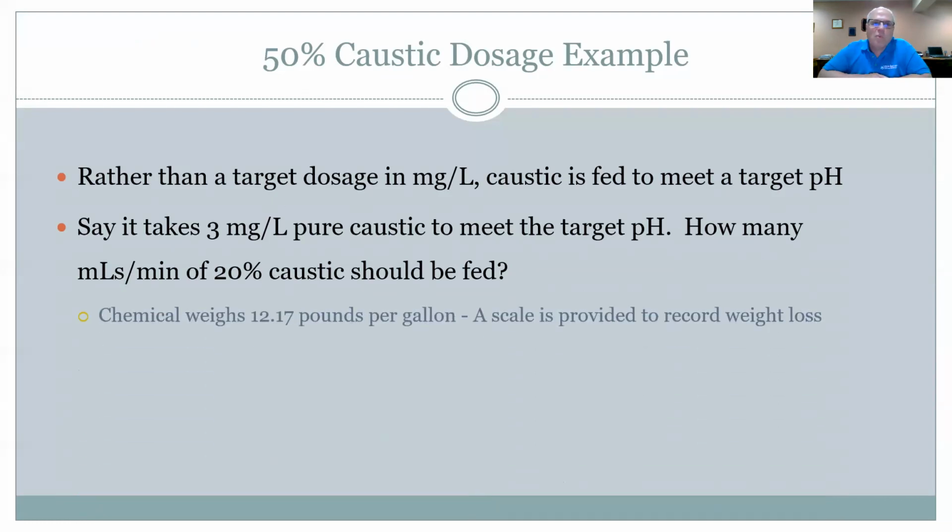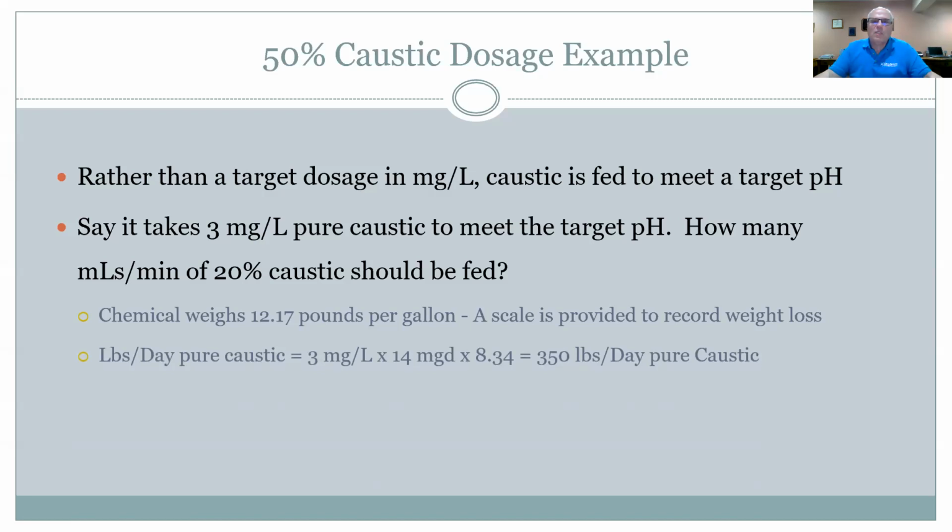So the chemical weighs 10.17 pounds per gallon. The scale is provided to record weight loss. Pounds per day pure caustic was 3 milligrams per liter times 14 mgd times 8.34, or 350 pounds per day pure caustic being fed. If I work that out for the 20%, if I needed 350 pounds of pure caustic per day, I divide that by 0.2, I'm going to get 1,750 pounds per day of the 20% caustic I need.